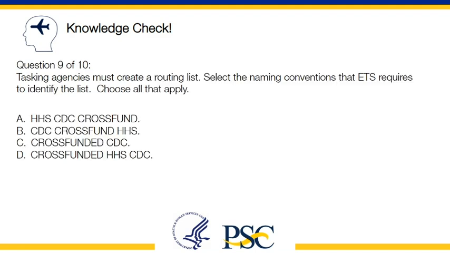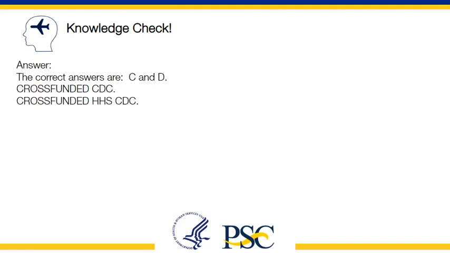All of the above. Tasking agencies must create a routing list. Select the naming conventions that ETS requires to identify the list. Choose all that apply. A. HHS CDC Cross-Fund. B. CDC Cross-Fund HHS. C. Cross-Funded CDC. D. Cross-Funded HHS CDC. Click the pause button, consider your response, and then click play to resume and learn the correct answer. The correct answers are C and D. Cross-Funded CDC. Cross-Funded HHS CDC.